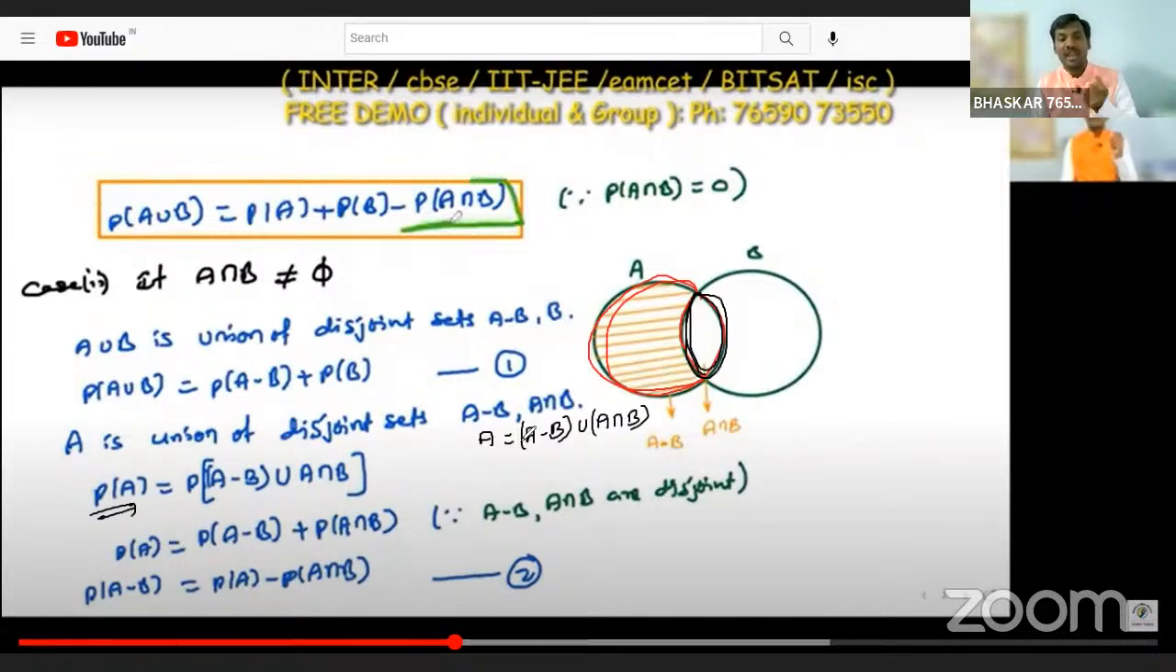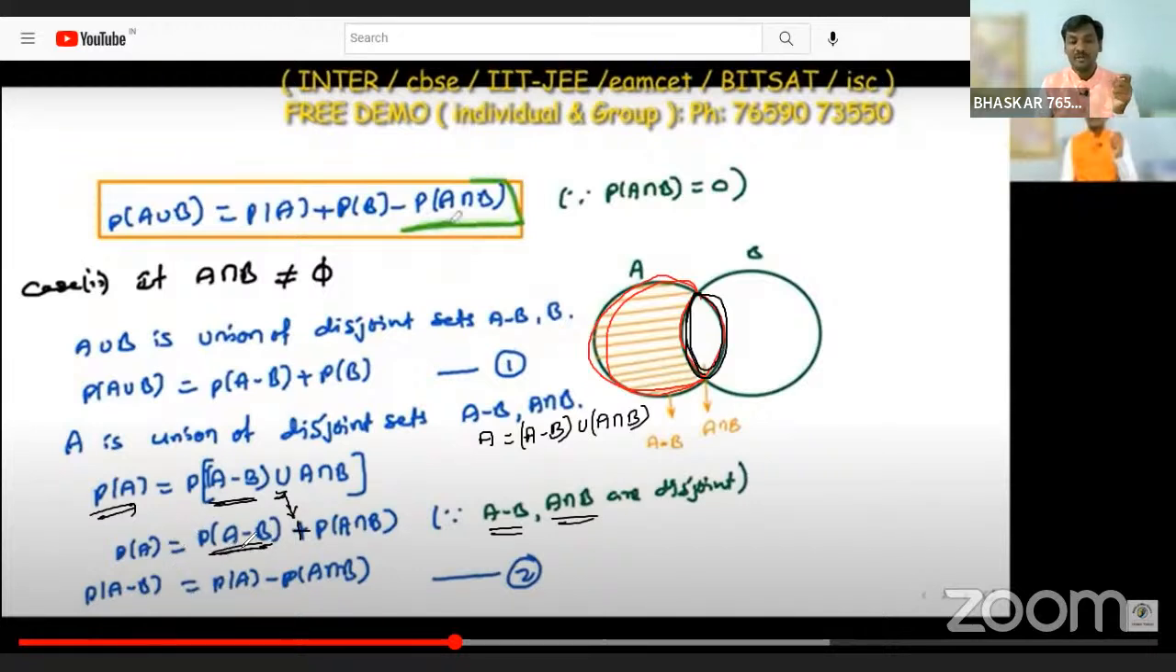If we apply probability on both sides, the probability of A is equal to the probability of A minus B union A intersection B. Now the probability of A is equal to the probability of A minus B, plus, since union becomes plus here, the probability of A intersection B. Here A minus B and A intersection B are both disjoint sets, so we can add them, and the addition gives the probability of A.